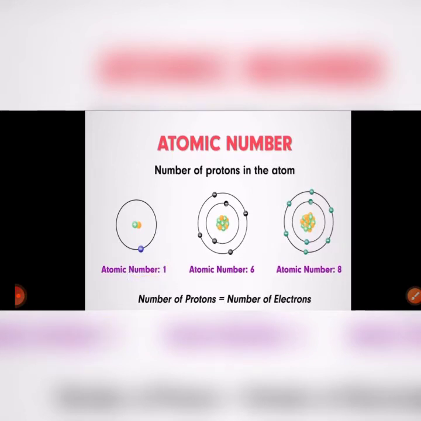Similarly, if we have an element whose atomic number is 8, its nucleus consists of how many protons? 8 protons. And there is one more thing: the number of protons is always equal to the number of electrons. In the case of carbon, if the atomic number is 6, the number of protons is 6, which is again equal to the number of electrons. So this carbon atom consists of 6 protons as well as 6 electrons.